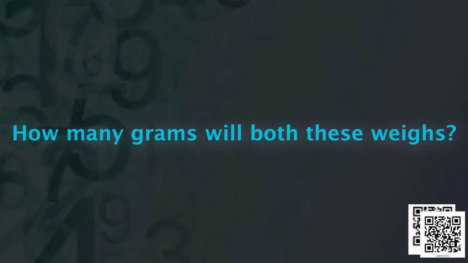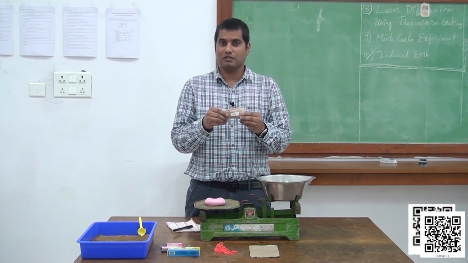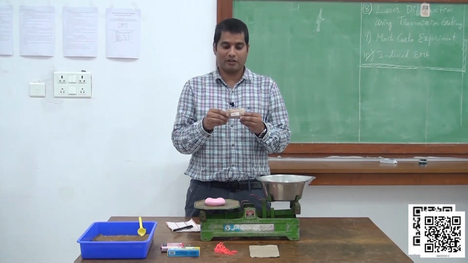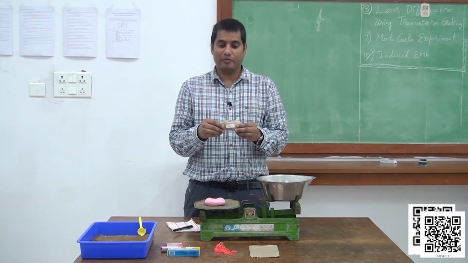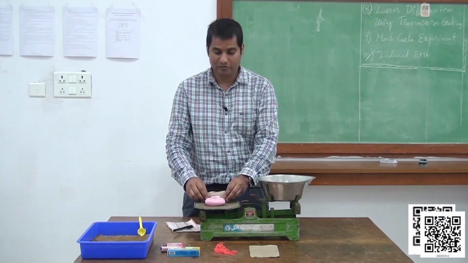Dear students, if you put the weight that we have made now in the same pan in which the cake of soap is there, then how much weight will these two things have together? How many gram will both of these weigh? If you put this 100 gram sand weight that we have made now in the same pan where we have kept our soap, now how much does this weigh?